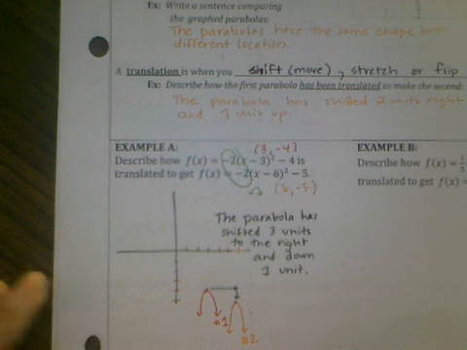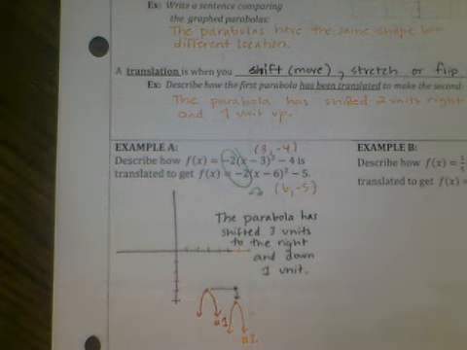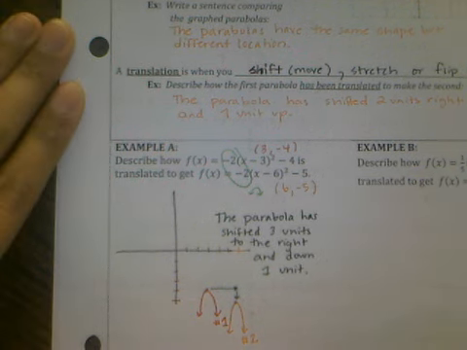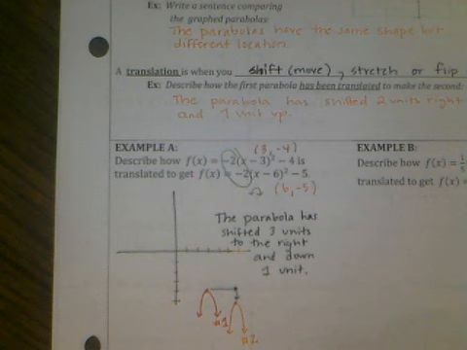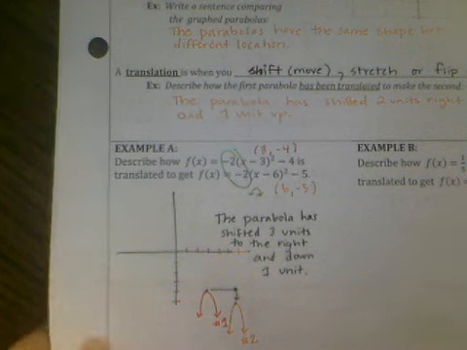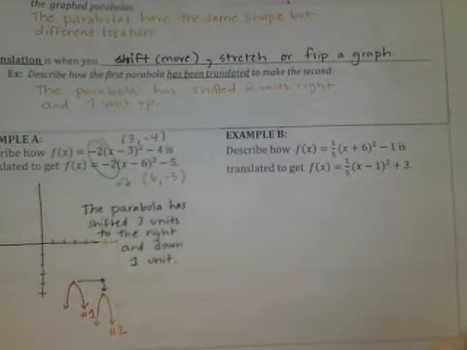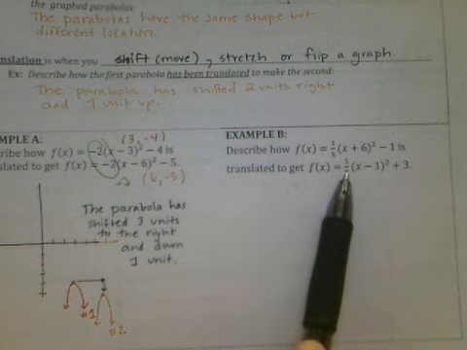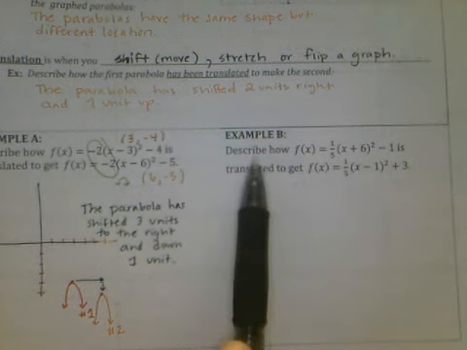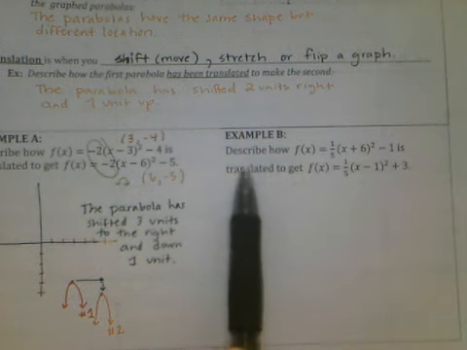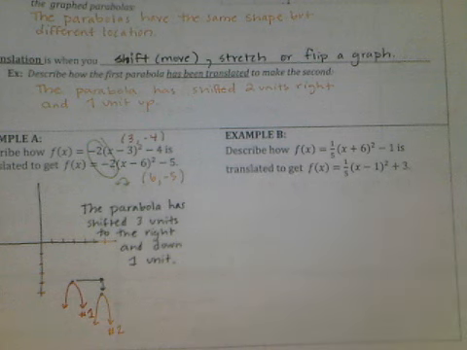Now, for those of you who've been paying attention, you notice that, in fact, this whole translation skill really only depends on the vertex. So here's a second method, which for some people may seem quicker, but you do have to be a little careful. Example B is pretty similar. Again, it gives us 2 different parabolas. They're both in vertex form. And I want to describe how the first parabola is translated to get the second one.